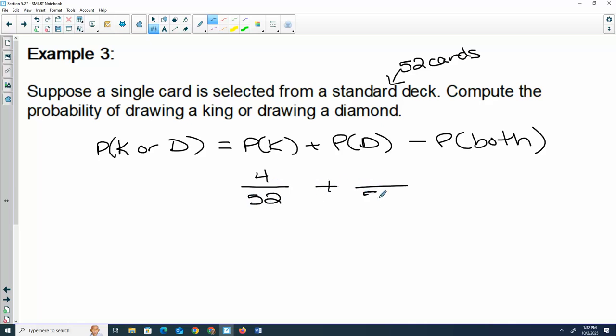Plus, out of my 52 cards, how many are diamonds? 13. You could do 52 divided by 4 if you didn't know. There's 4 suits. There's 13 diamonds. Think 52 divided by 4 because there's 4 different suits of cards. Minus, how many cards are a king and a diamond? 1. I'm subtracting him off because he got counted in both of these sets.